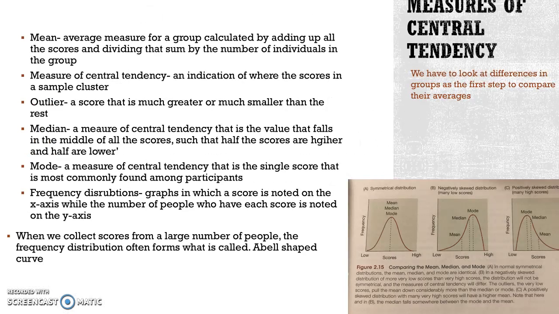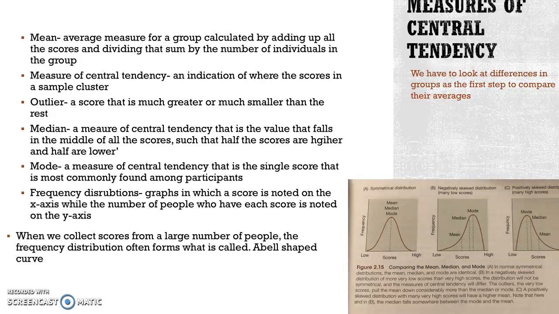Measures of central tendency. We have to look at differences in groups as the first step to comparing their averages. The mean is the average measure for a group, calculated by adding up all the scores and dividing that sum by the number of individuals in the group. The measure of central tendency is an indication of where the score is in a sample cluster.